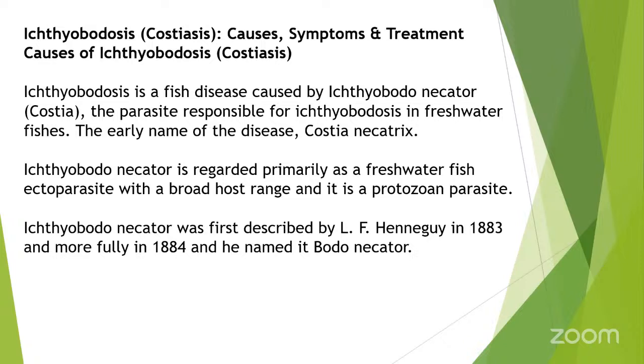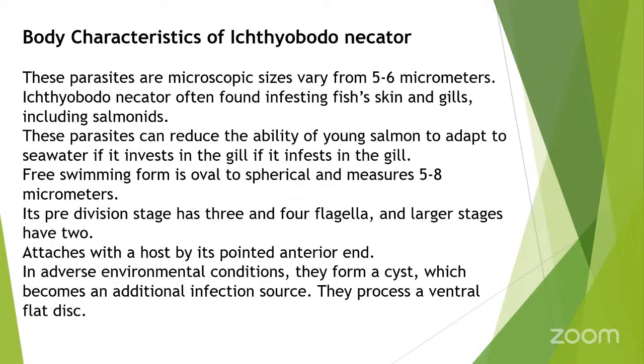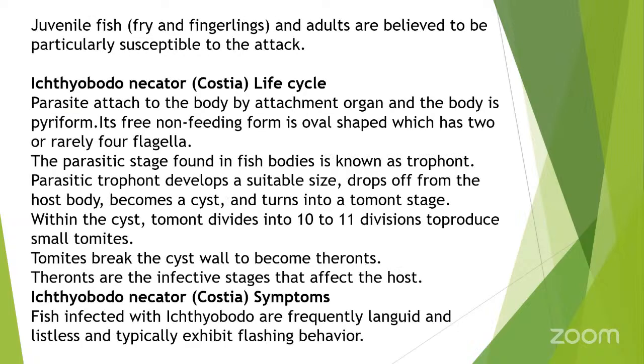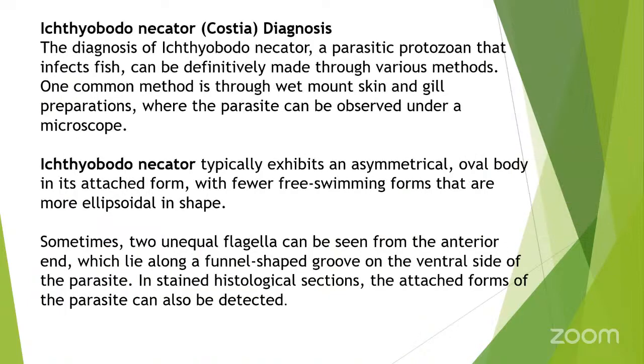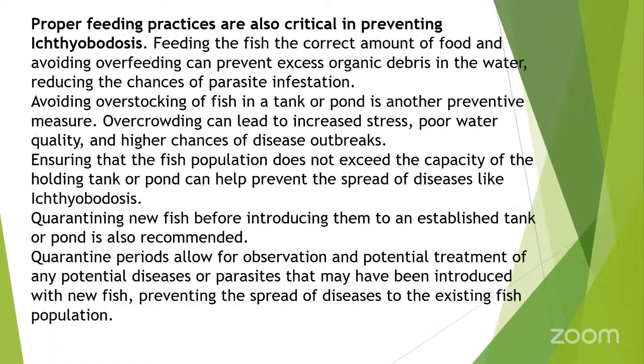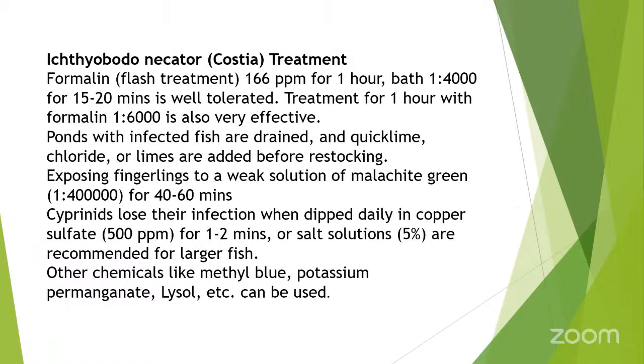So from this chapter, what are the questions that we can expect? Explain in detail about the life cycle, causes, symptoms, and the treatment methods of ichthyobodosis. So we need to mention their characteristic features, the causes, symptoms, life cycle, and how to diagnose that, and what are the preventive measures, and how it has to be treated also. So mostly it will be a long answer. For a 20 marks question, we can expect this.